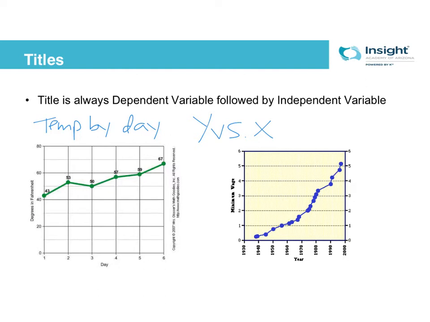So hopefully you've had a chance to think about it. You might have said minimum wage versus year, all right? Or you could even say salary versus year or salary by year. So I'm just going to abbreviate minimum wage by year. Just know that the first thing in your title is what goes on your y-axis.